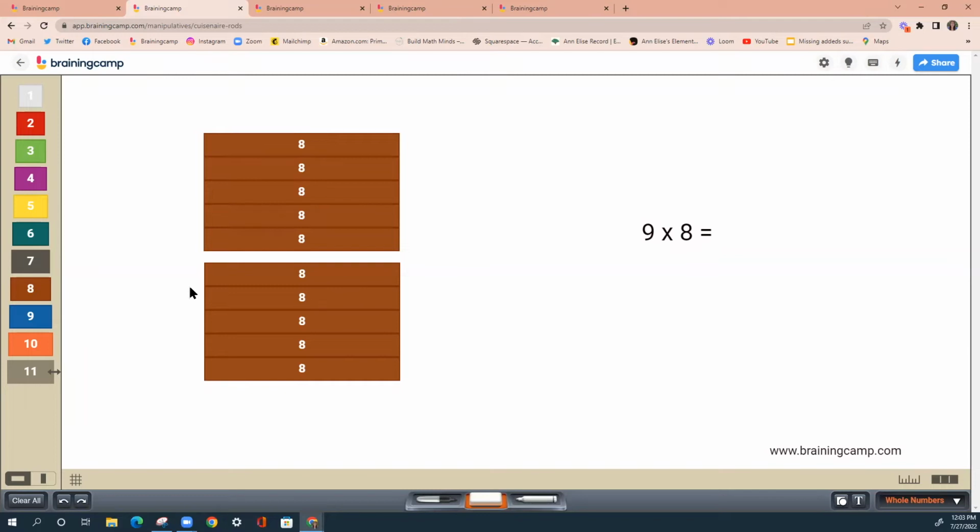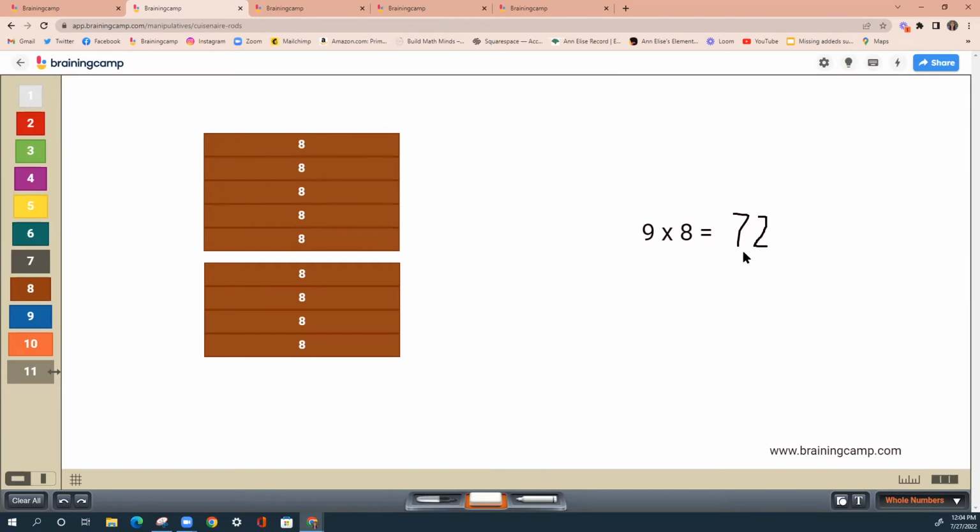And so if I know that 10 groups of 8 is 80, well, then if I remove one of these, that must be 9 groups of 8. It's one 8 less than the 10 groups of 8. So here's where our pairs of 10 make such a difference: 10 groups of 8 is 80, so 9 groups of 8 must be 72. And how can I know that without counting back the 8? I can think about 8 and 2 make a 10.